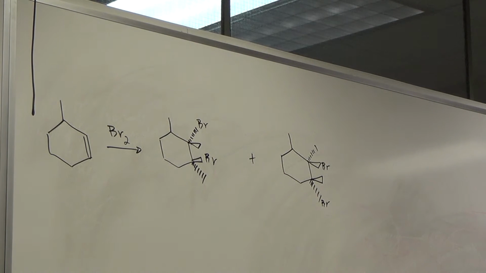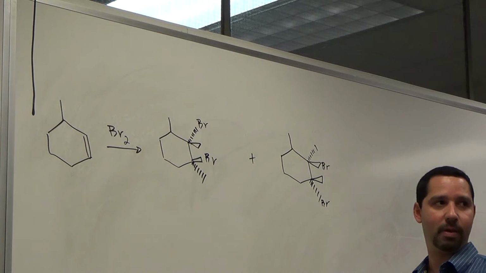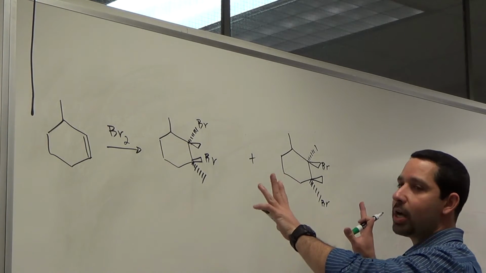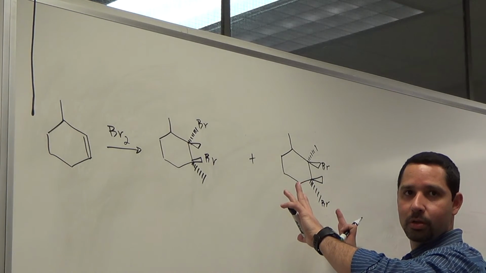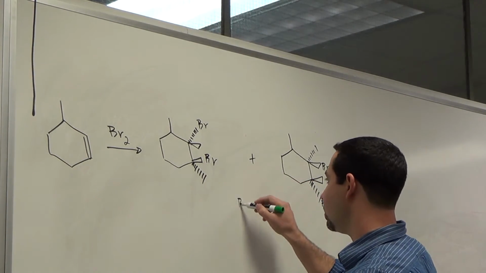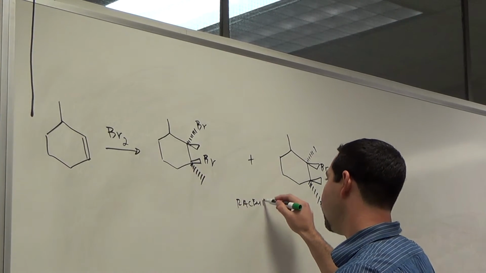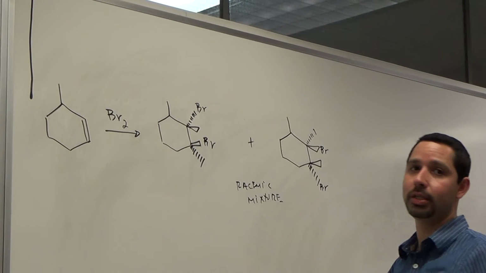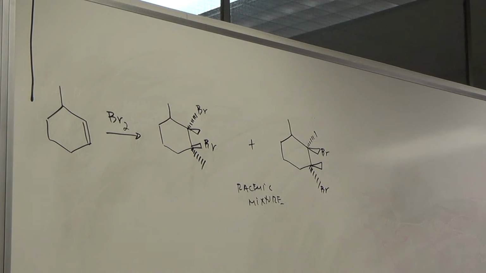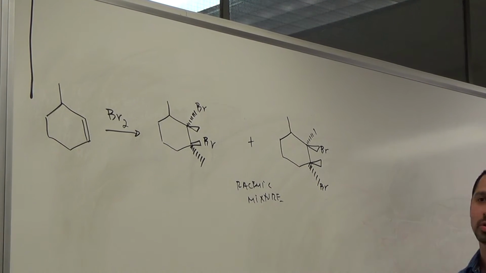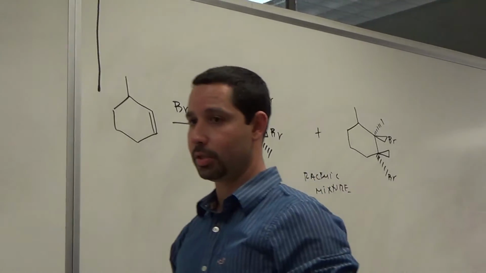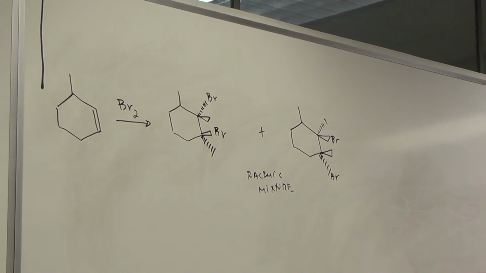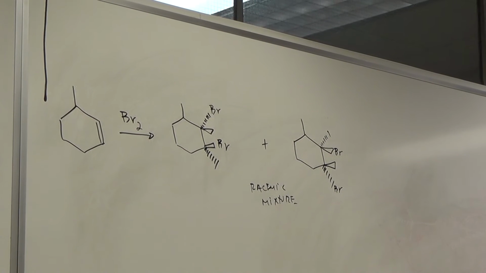What is this? Is this 50-50 or is there a reason why it's preferred over the other? No, so we are going to say this is a racemic mixture. So on the test you have to look to see if it gives you enantiomers or if it doesn't. If it does, you have to draw them with a dash and a wedge.